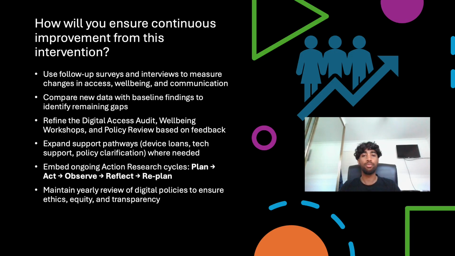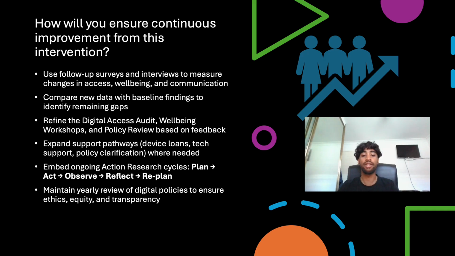To ensure ongoing improvement beyond the first cycle of our digital wellbeing and inclusion program, we will continue refining the intervention through repeated action research cycles. After the initial implementation, we will gather follow-up data from students, teachers, and parents using short surveys, classroom observations, and digital engagement analysis. We will compare this with our baseline data to identify what has improved and what still needs adjustments. For example, if the digital access audit shows that students continue to struggle with unreliable internet, we will work with the school to expand device loans, and provide clearer pathways for technical support.